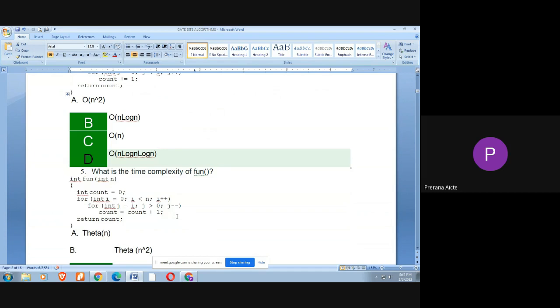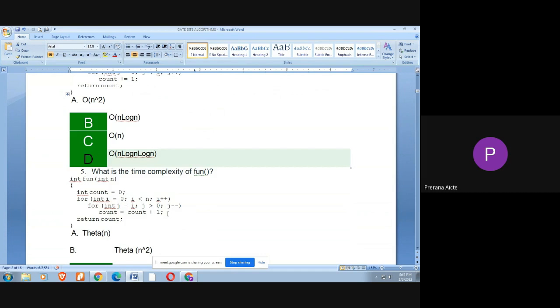So what is the time complexity of this particular function? Here also we have two for loops: for i equal to 0, i less than n, i plus plus, and for int j equal to i, j greater than 0, and j minus minus. So what is the time complexity of this particular function?